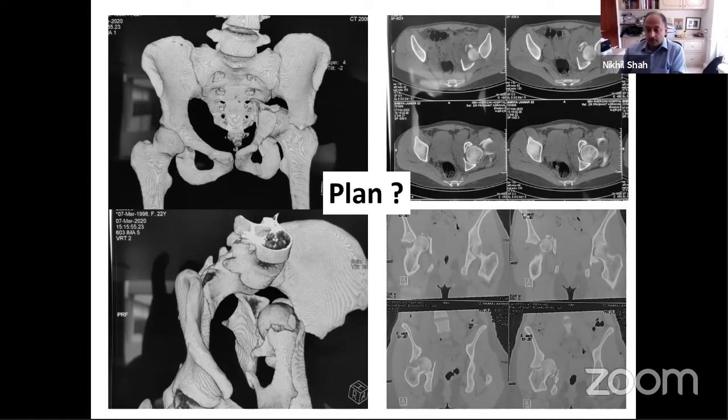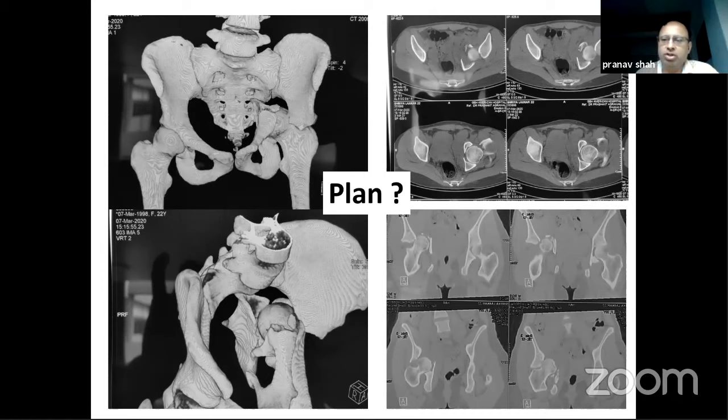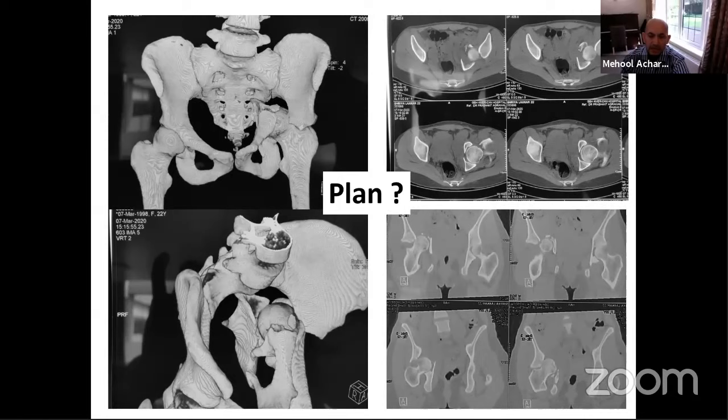Okay. So now, again, question to Dr. Mehul, because you were describing the combined injuries. What would be a primary treatment in your case in this patient? Is this in that 25% cases where the pelvis and acetabulum both need to be addressed? Yeah, a good question. And with this particular case, I would go in thinking that both need to be addressed or be prepared to address both.